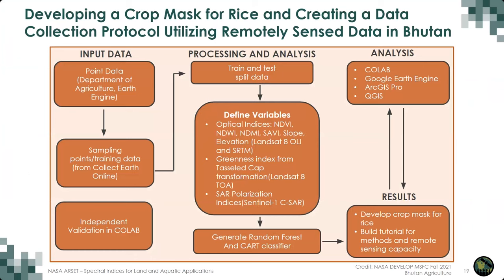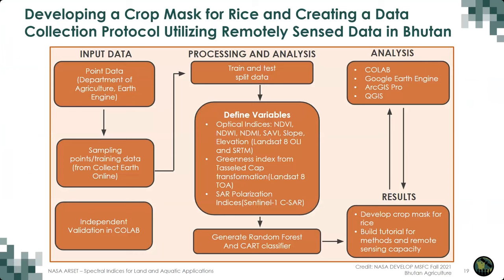Here we have an example of how SAVI was used by NASA DEVELOP's Fall 2021 Bhutan Agriculture Team. The team developed a crop mask for rice and created a data collection protocol. Here we have a chart of the methodology for the project. The rice points for the data were provided by the end user, the Department of Agriculture, and also collected using Google Earth Engine satellite view and used as input data for the project.